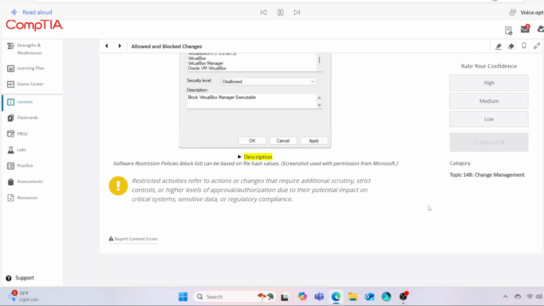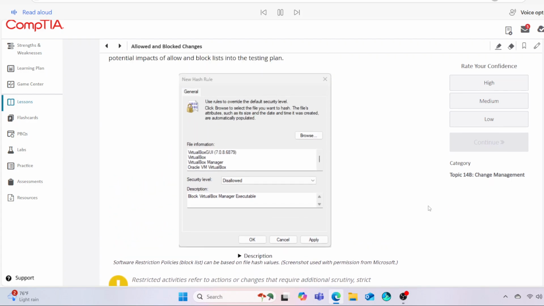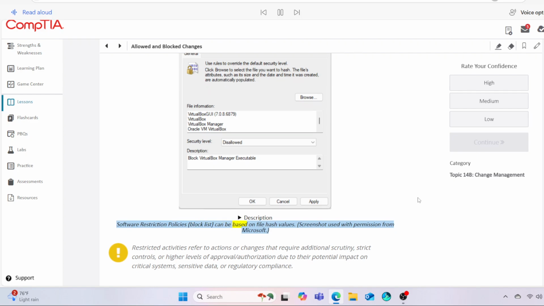Description. The General tab is selected. A few lines of text are followed by a Browse button on the right. The file information, security level, and description are provided below. Three buttons, OK, Cancel, and Apply, are present at the bottom right. Software restriction policies, block list, can be based on file hash values. Screenshot used with permission from Microsoft.